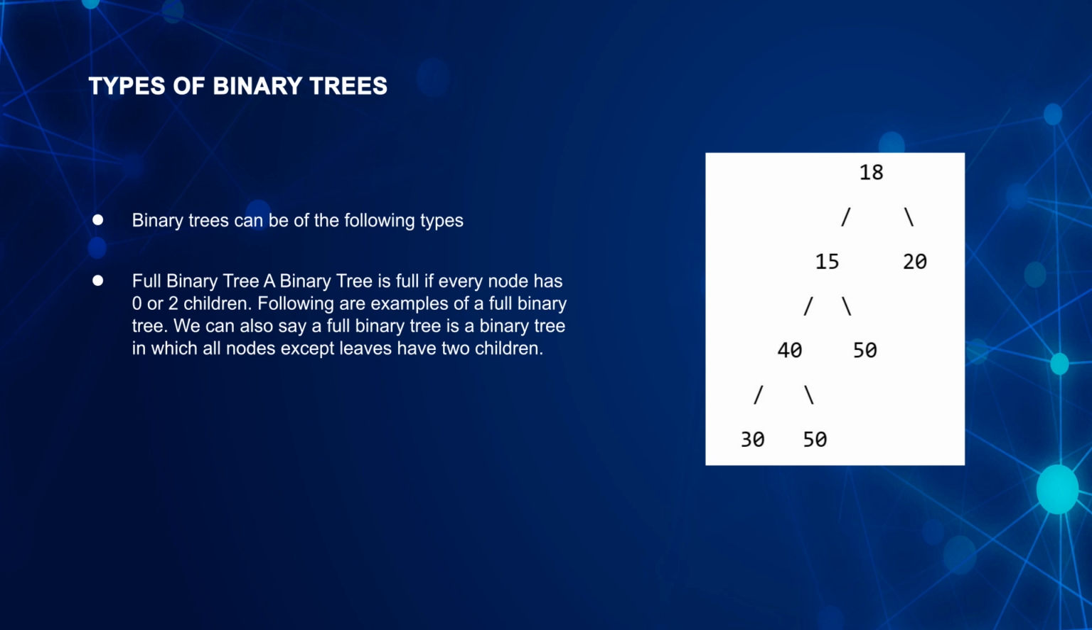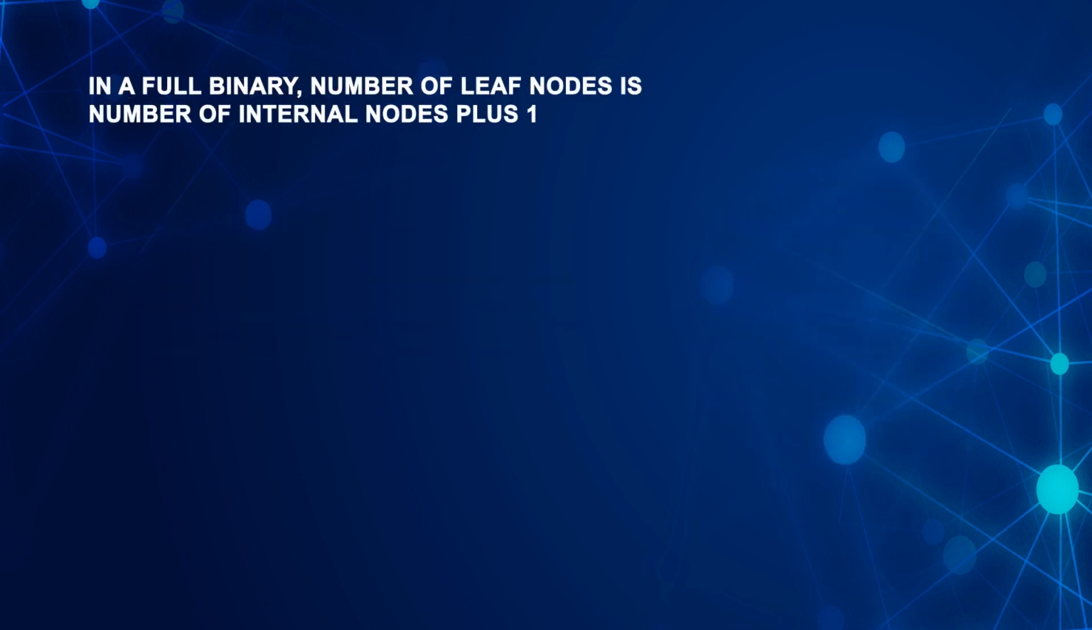So every node having either 0 children or 2 children is a full binary tree. In a full binary tree, the number of leaf nodes is the number of internal nodes plus 1. We can write the expression as L equals I plus 1, where L is the number of leaf nodes and I is the number of internal nodes. Next is a complete binary tree.